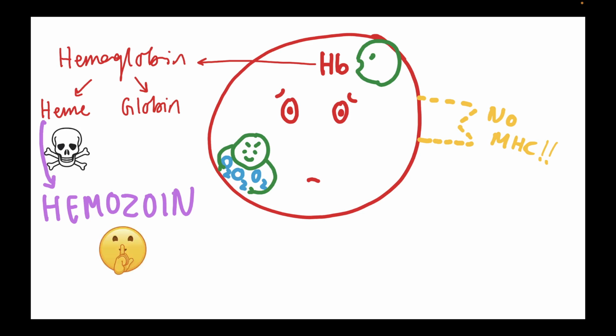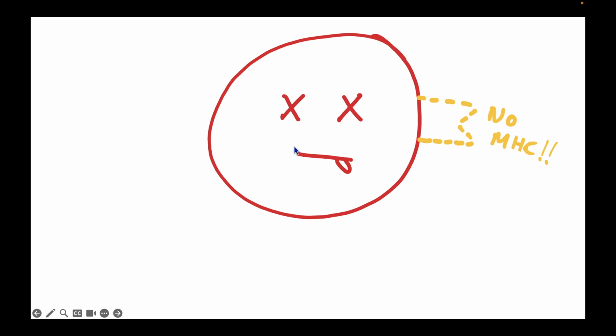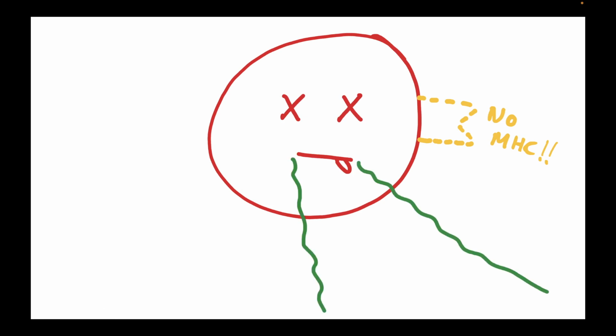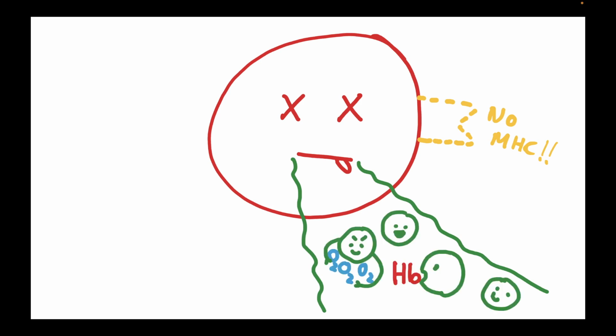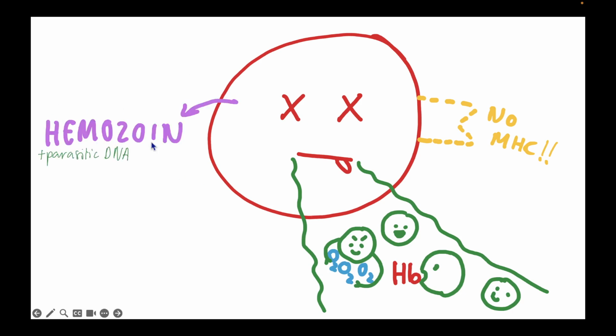Okay, so now these merozoites eat up everything that's in this cell and kill everything inside until the red blood cell dies and bursts and releases all of the merozoites into the blood. And so the hemozoin that was formed is also released. Now, the secret of the hemozoin is that it likes to attach to parasitic DNA.